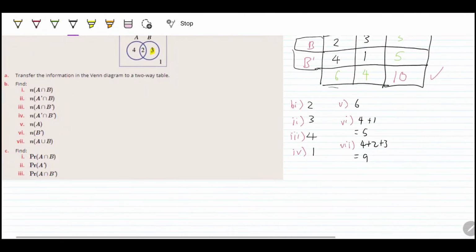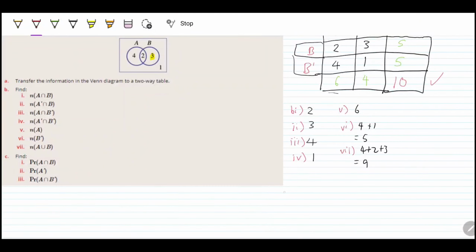Okay, let's move on to part C. C(i) is asking us for the probability of A intersecting with B. So this will be 2 over our total, which will be 10, which simplifies to 1 over 5.